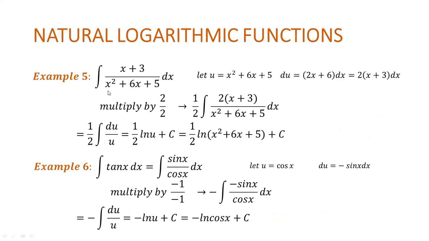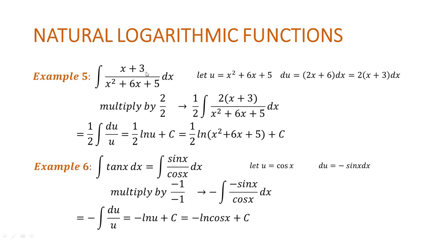So if your u, for example, is x squared plus 6x plus 5, if you get the derivative of this, that would be 2x plus 6, which if you factor out the 2, that would be 2 times the quantity x plus 3 dx. Good that you already have x plus 3 in the numerator.